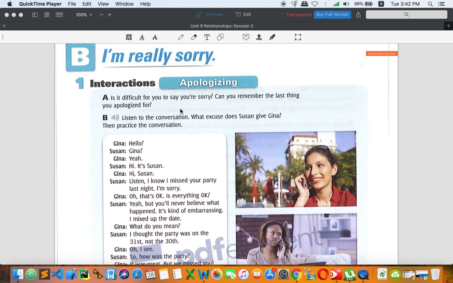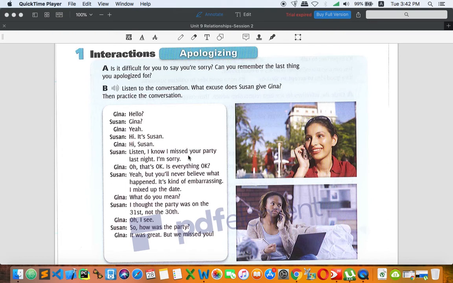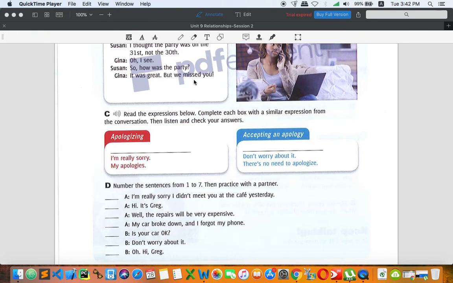In this activity, you have to listen to the conversation between Suzanne and Gina. They are talking about something probably related to apologizing, so just take a listen. And in part C, everybody, I want you to listen to the conversation and find the similar expressions regarding apologizing and accepting an apology. It means you have to find an expression that means apologizing and accepting an apology from the conversation.